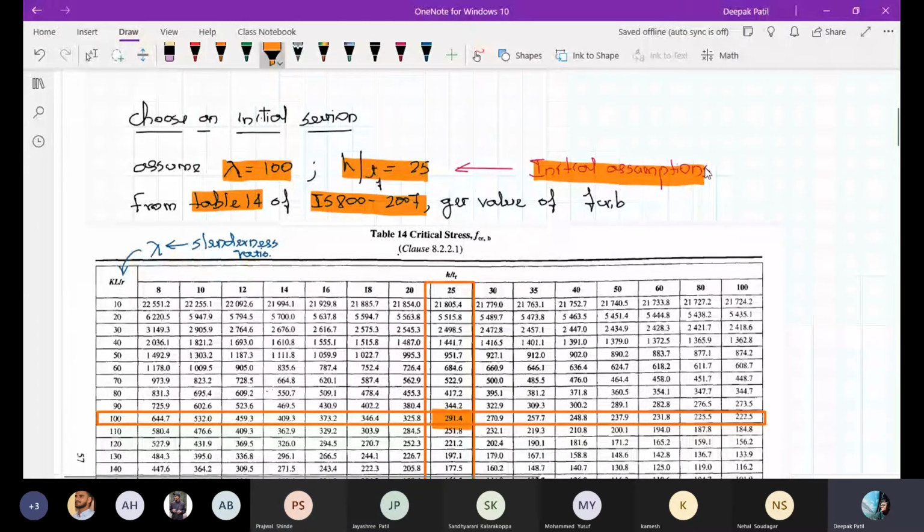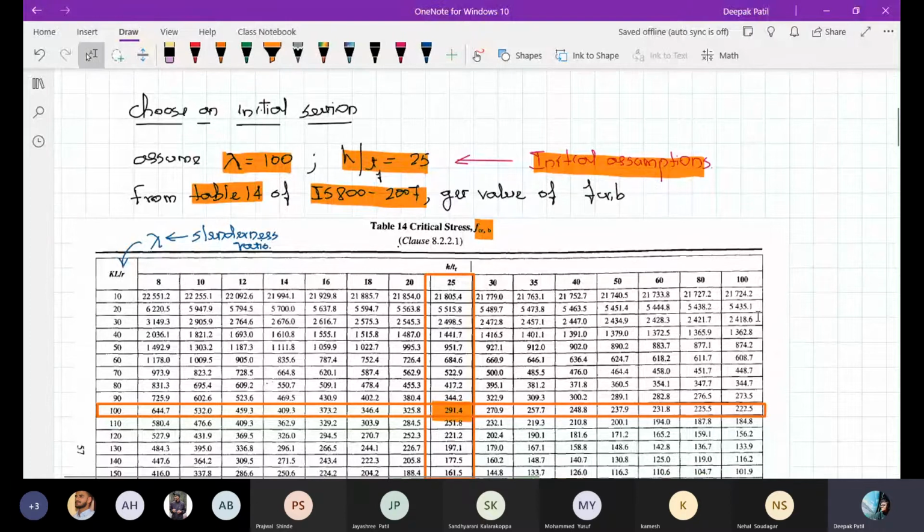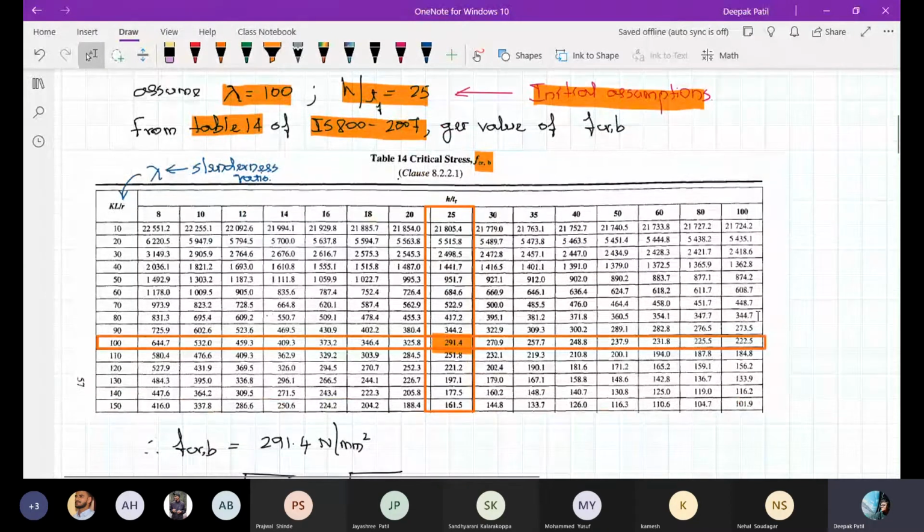So you have to refer to Table 14 of IS 800 2007, wherein that table will give you the value for the critical stress FCR,B. Now where that will be used, I will tell you in the next part. So this is my Table 14 of IS 800 2007.